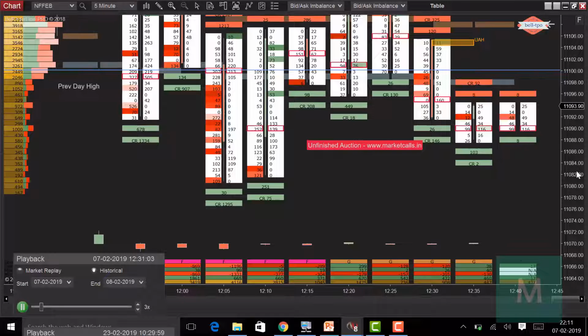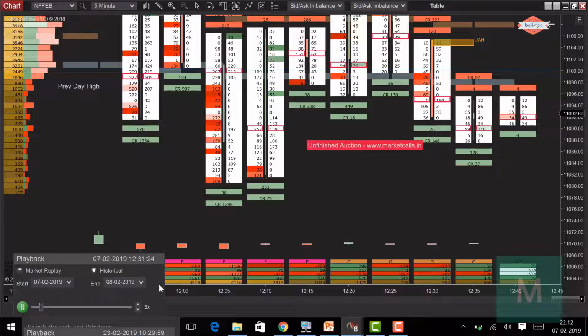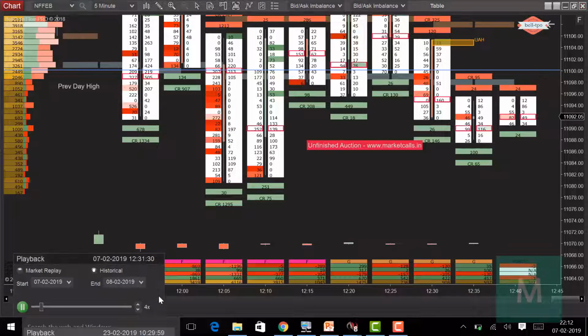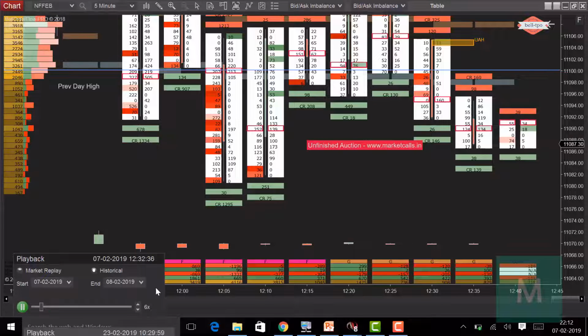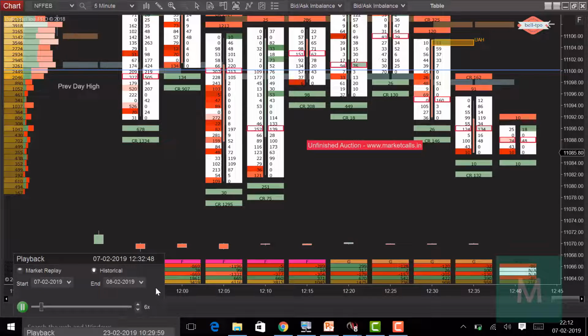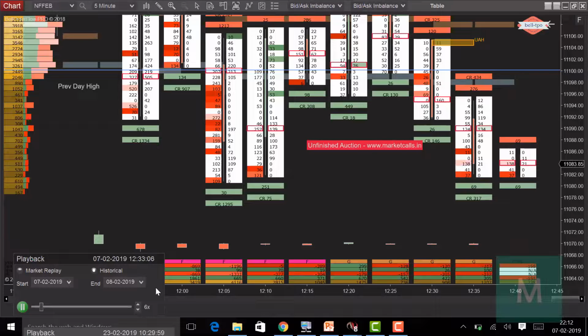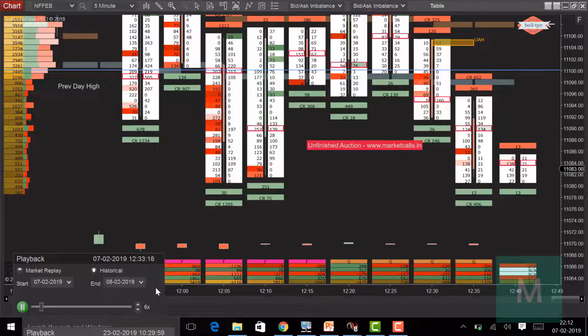I'm not able to get what you want to convey. Can you put it in a simple single line? Unfinished auction levels always tend to be revisited. Okay, you show a striking example here. That's what I'm trying to convey. Now, what we are seeing in the video is that the unfinished auction level came and price is going down. Now the deviation is almost 26 points, and it still keeps going down.